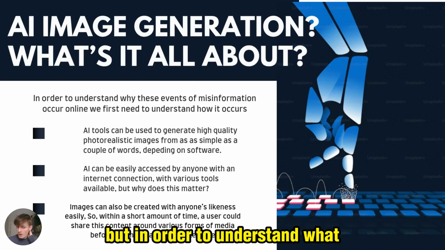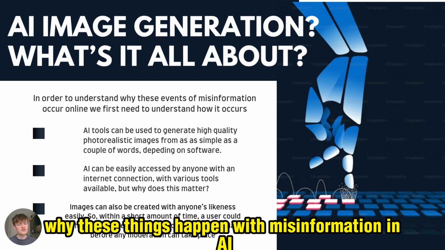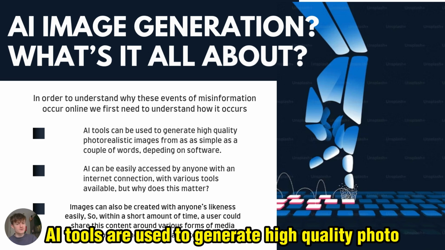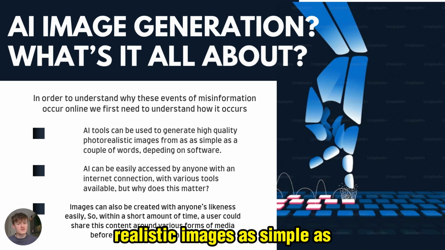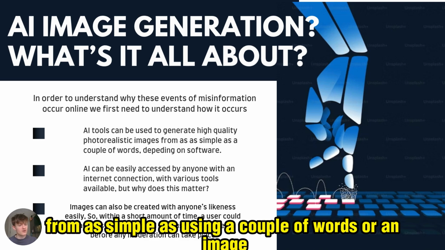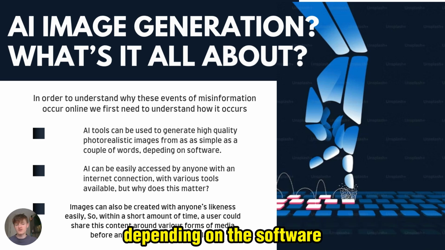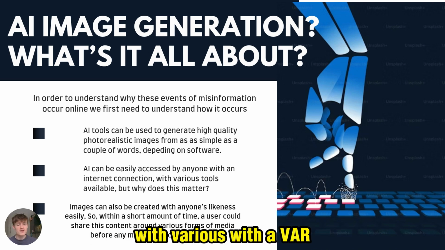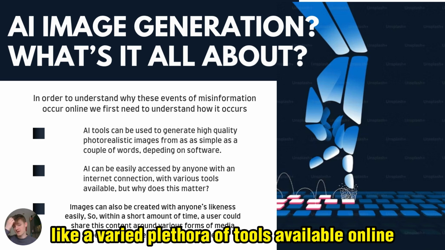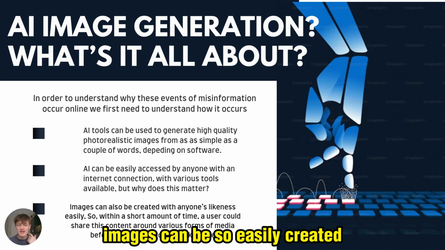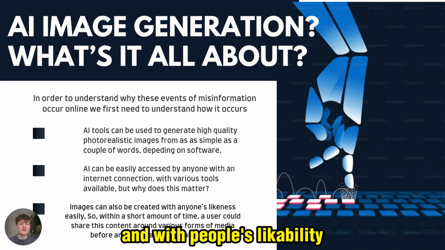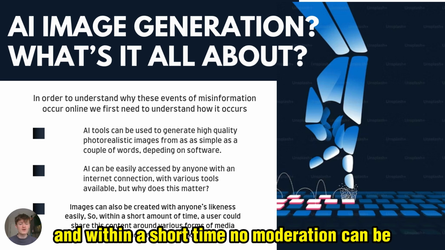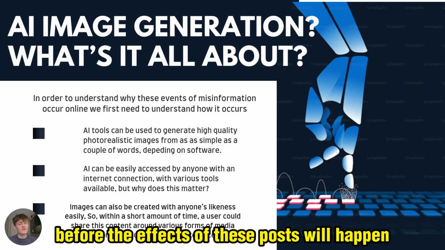But in order to understand why these things happen with misinformation in AI, we've got to understand how it occurs in the first place. AI tools are used to generate high quality photorealistic images as simply as using a couple of words or an image, depending on the software. This AI can be easily accessed by anyone with an internet connection, with a varied plethora of tools available online. But why does this matter? Images can be so easily created, and within a short time these can be posted on forms of media, and no moderation can take place before the effect of these posts will happen.